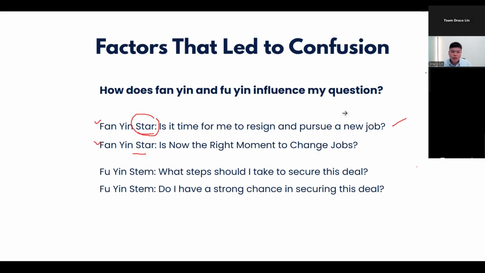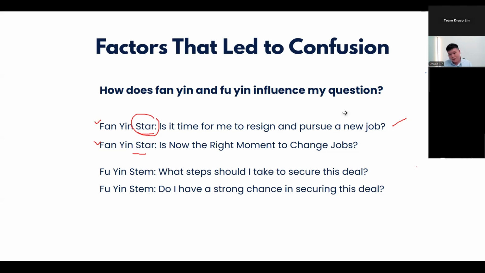But if your question here is whether it's the right moment, I might not have a new job or a new opportunity. I'm just testing, just asking, just looking forward. When I see a Funding Star, then I say no. Don't do anything, because if you do something, it could be a wrong decision.